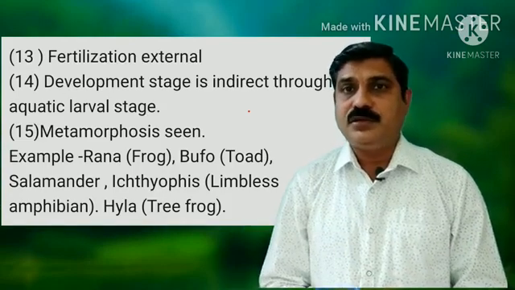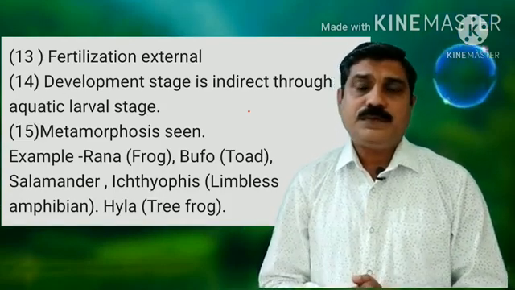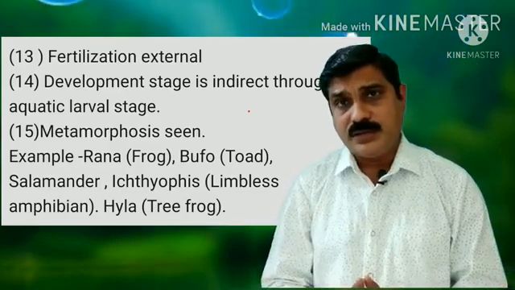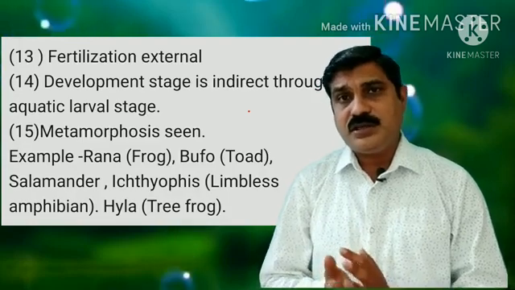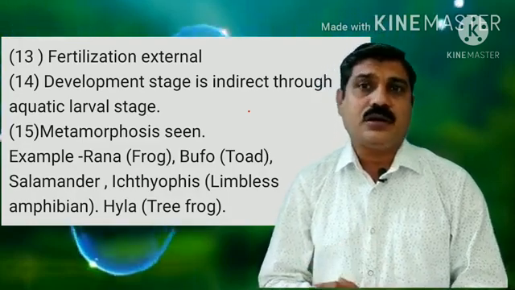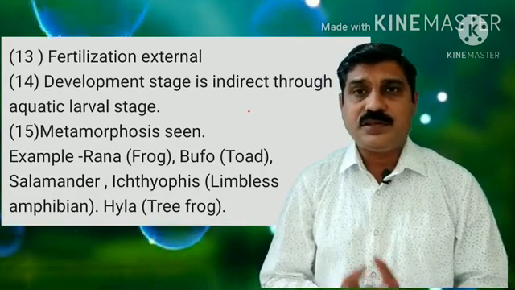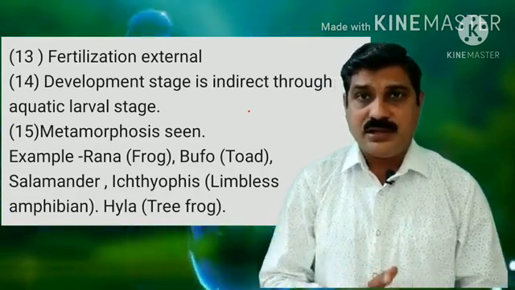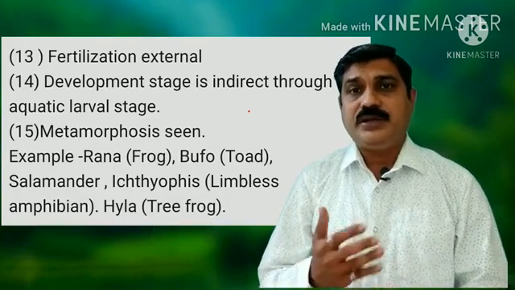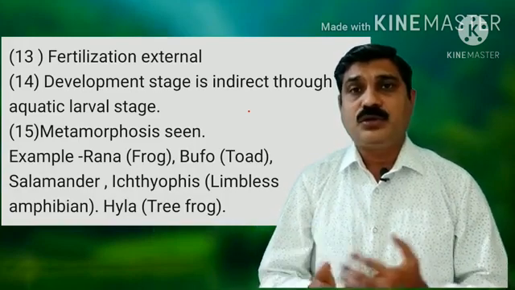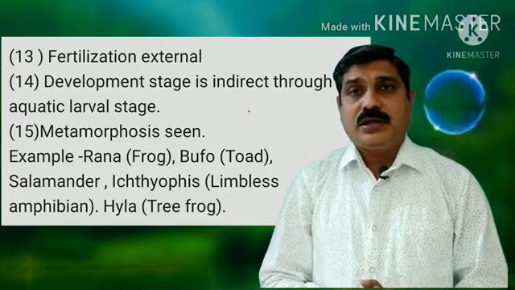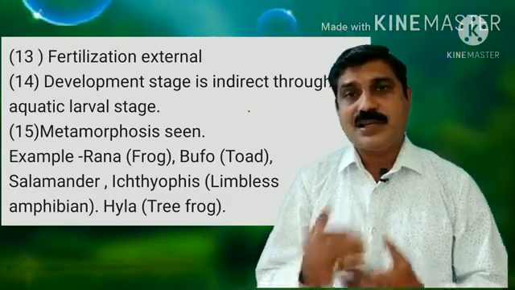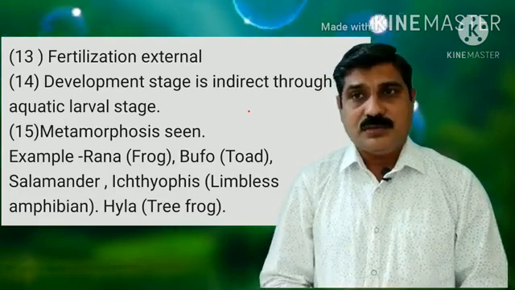Now what is the meaning of metamorphosis? Metamorphosis means that a transformation occurs in the animal after birth, some kind of changes in body structure. In the case of the frog, the tadpole larva has a tail, but after growth and development, gradually this tail degenerates. Such a transformation is known as metamorphosis.